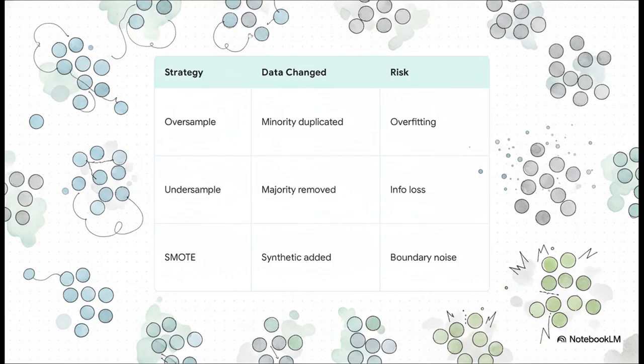SMOTE adds synthetic minority data. It reduces overfitting, and yeah, while it does have a slight risk of creating a bit of boundary noise, it's very often the gold standard when you have a moderate imbalance and enough minority samples to make it work.